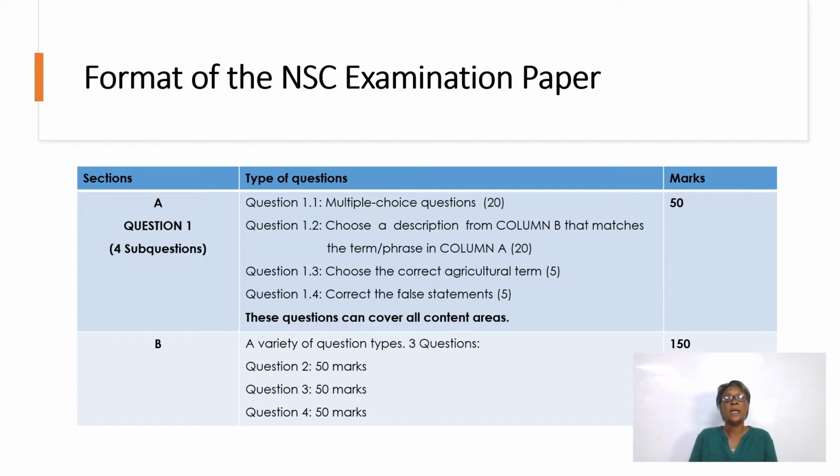Question 1 is the shorter questions. It consists of 4 sub-questions. Question 1.1, multiple choice questions where you have to choose between A, B, C, and D, 2 marks each, and it is 20 marks. Question 1.2, choose a description from column B that matches the term or the phrase in column A, also 2 marks per answer, and that will also be 20 marks.